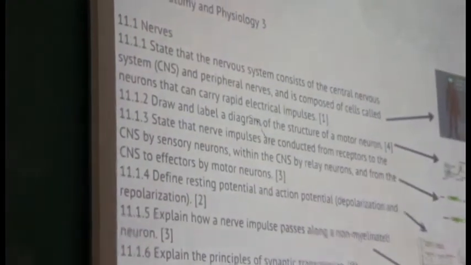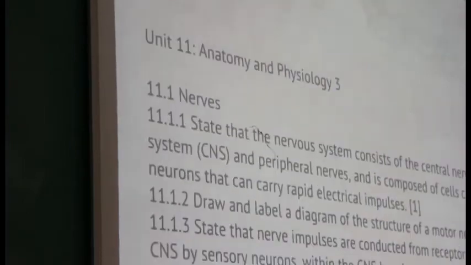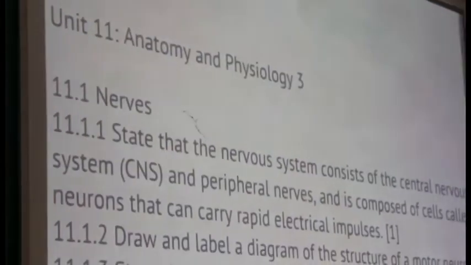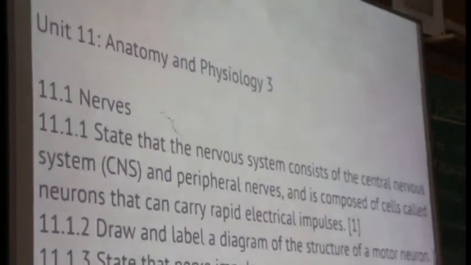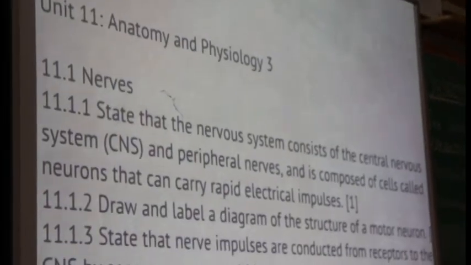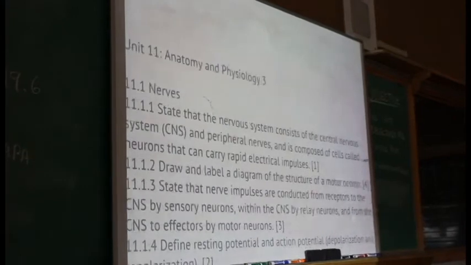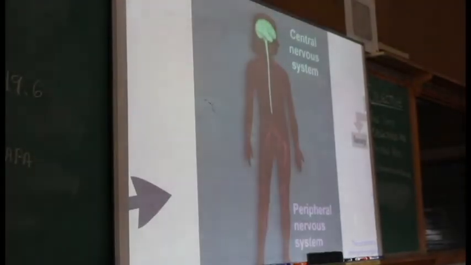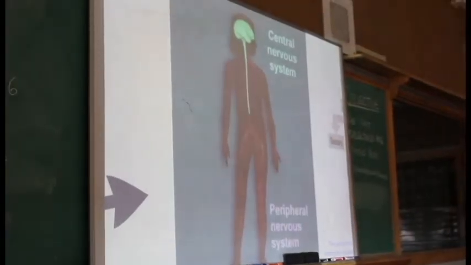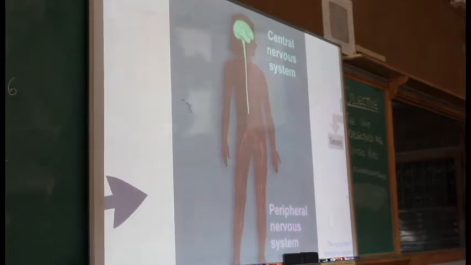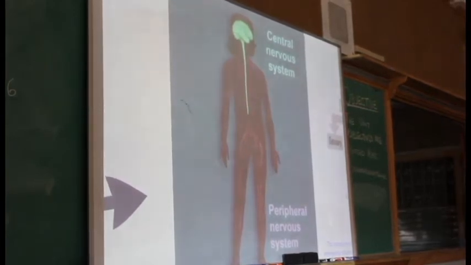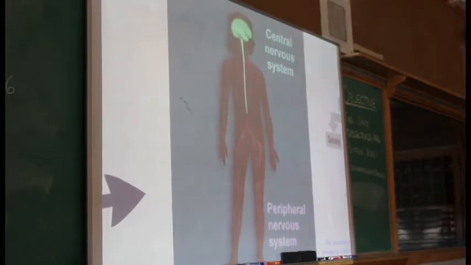Objective 1 asks you to differentiate between the central nervous system and peripheral nerves, and also asks you to identify the fact that electrical impulses are carried by nerve cells. So, in this image, you're going to see the central nervous system in green and the peripheral nervous system in pink. Central nervous system is composed of the brain and the spinal cord. The peripheral nerves are all other nerves that go out to the cells of your body.